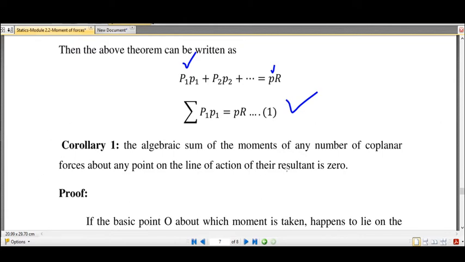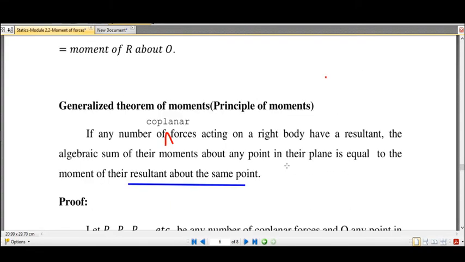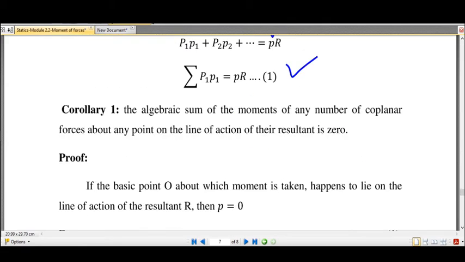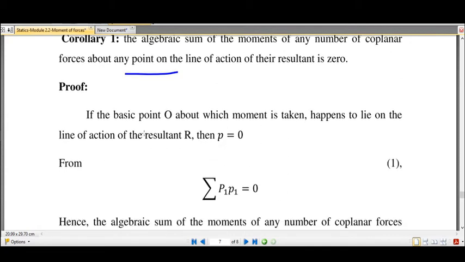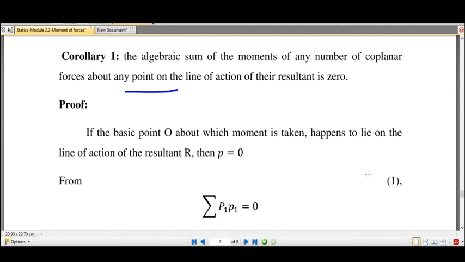Now we are going to discuss the corollaries of the last theorem, that is the generalized theorem of moments. The first corollary says that the algebraic sum of the moments of any number of coplanar forces about any point on the line of action of the resultant is 0. That is, if the base point O about which the moment is taken happens to lie on the line of action of the resultant.